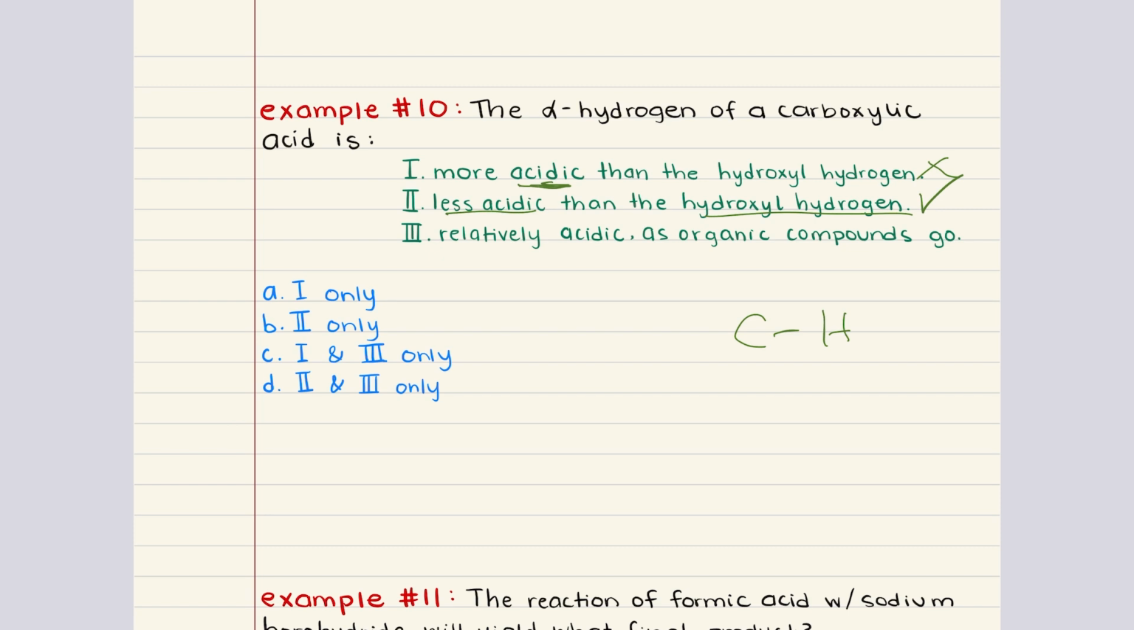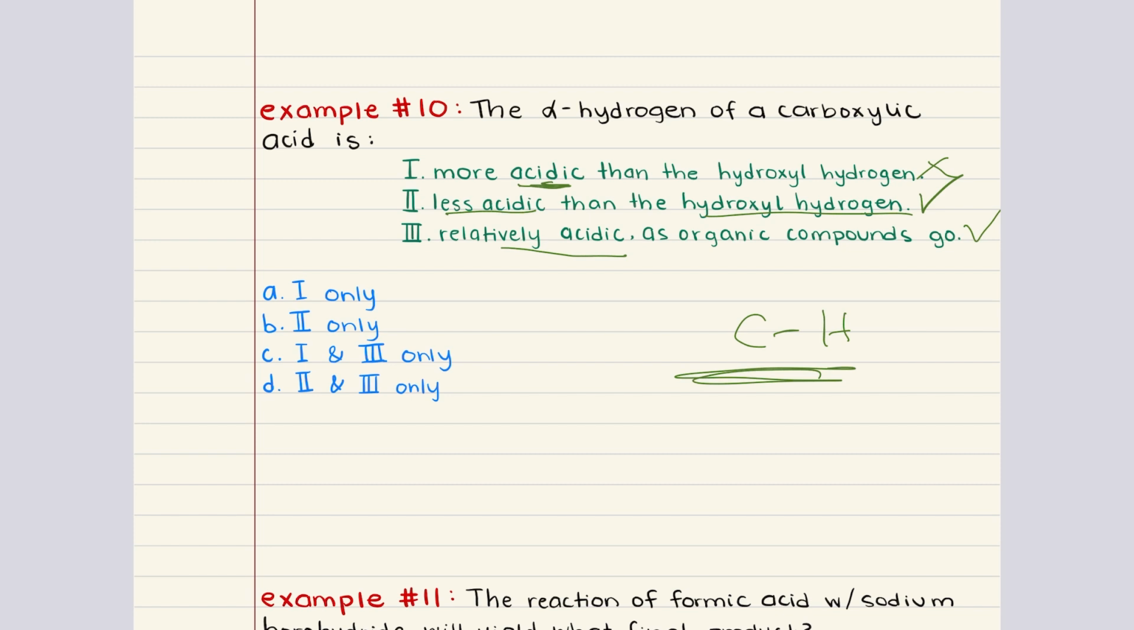Statement 3 says the alpha hydrogen is relatively acidic as organic compounds go. This statement is also true. Although it is not as acidic as the hydroxyl hydrogen, the alpha hydrogen is still relatively acidic, especially when we compare it to other carbon-hydrogen bonds in organic molecules.